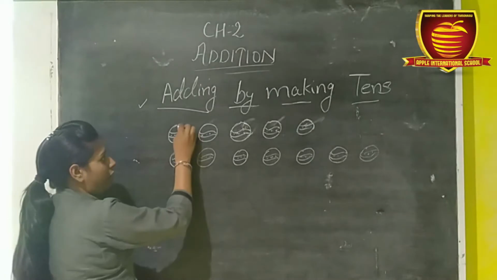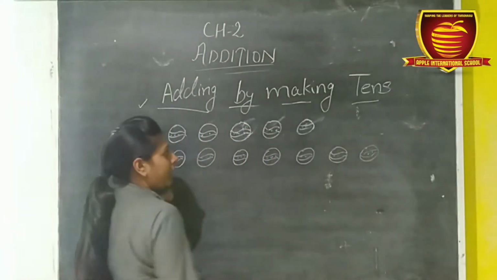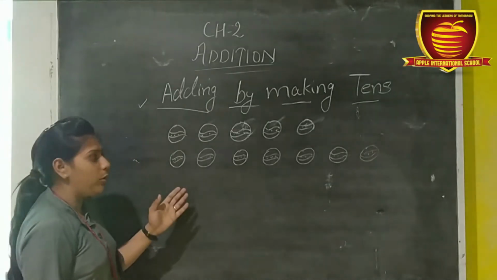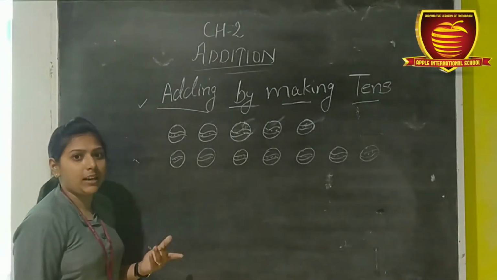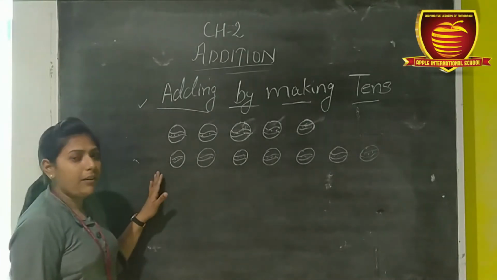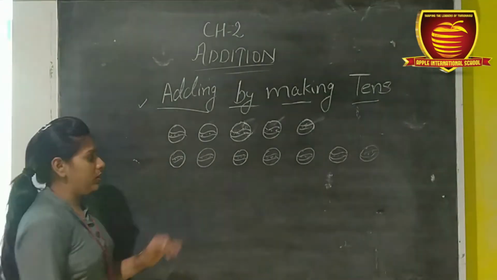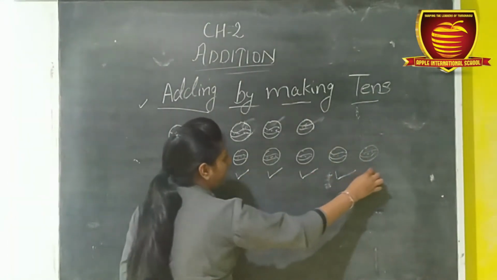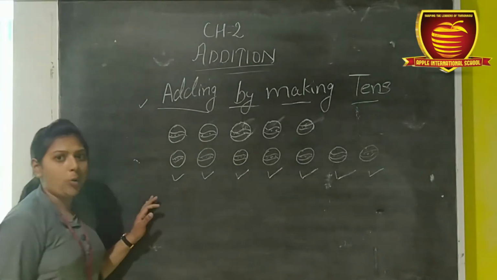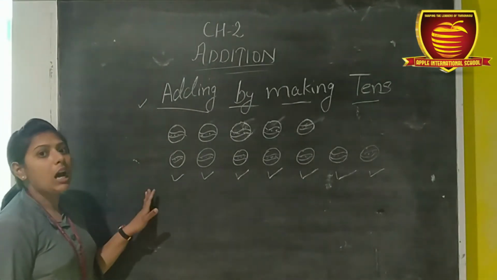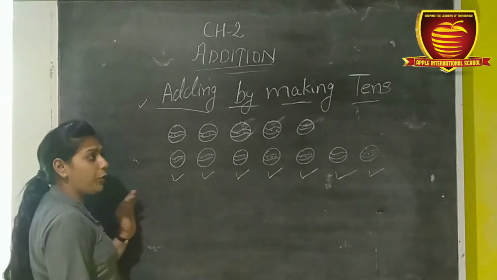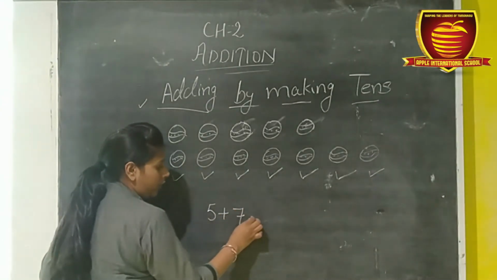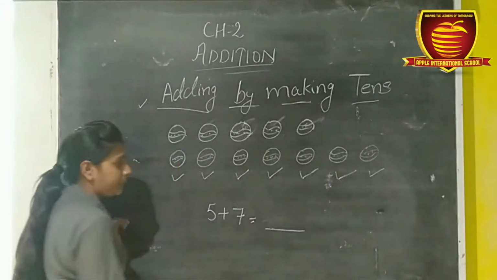See, these are balls. 1, 2, 3, 4, 5. Here, 5 balls. Suppose Ankit has 5 balls. His sister Anita gave him 7 more balls. 1, 2, 3, 4, 5, 6, 7. Now, how many balls does Ankit have in total? So, we have to add the numbers. We have to add 5 plus 7.